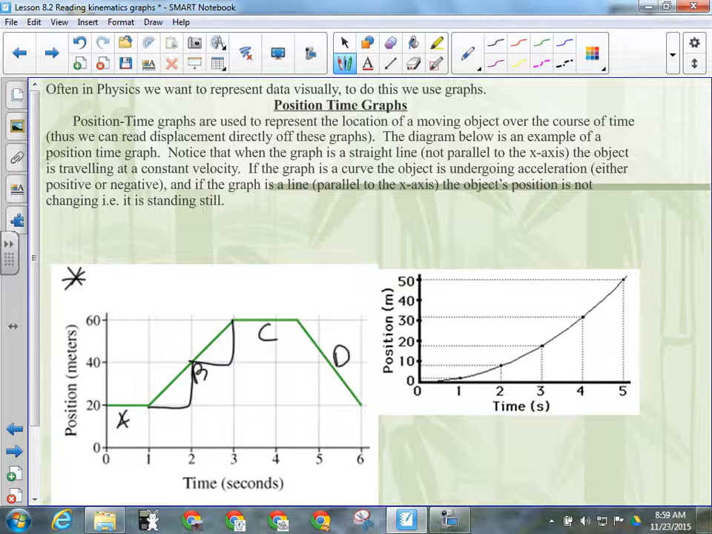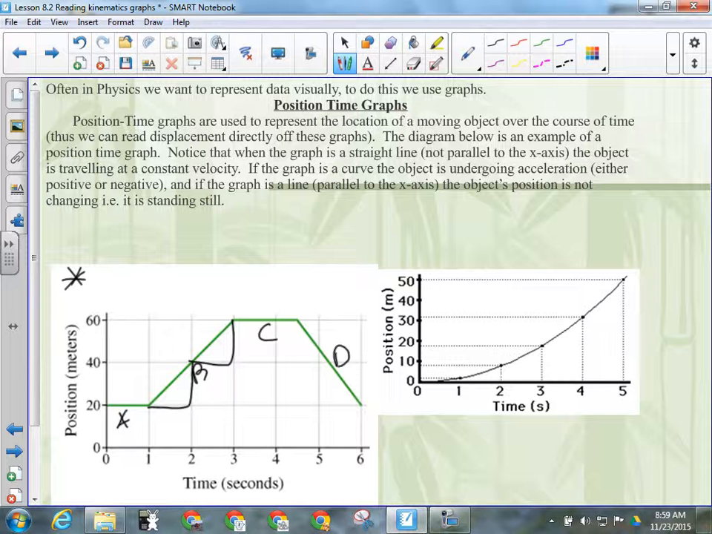Okay, what's going on in part C? Same thing as part A. The position stayed at 60 meters the entire time, which means the object did not move. Right? There was no slope to this line, so there's no velocity.